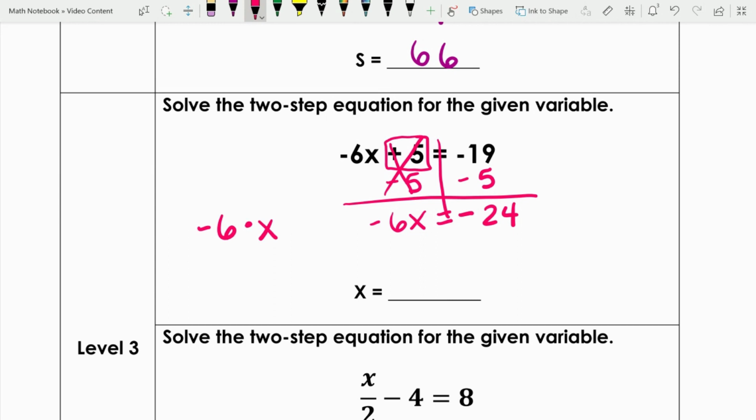So the opposite of multiplication is division, and I'm going to show that as a fraction. And we want to divide by the negative 6, so we get 1x or just x, because negative 6 divided by negative 6 is 1, and then negative 24 divided by negative 6 is a positive 4, so x equals 4.